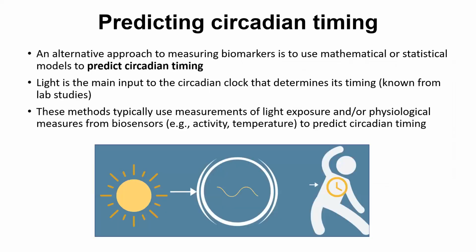So, this alternative approach is to use mathematical models or statistical models. As we know, light is the key input to the circadian clock that determines its timing in humans. We know this from lab studies. And so with these types of methods, we can use inputs such as light exposure, and also potentially use other physiological measures from biosensors like activity or temperature to predict someone's circadian timing.